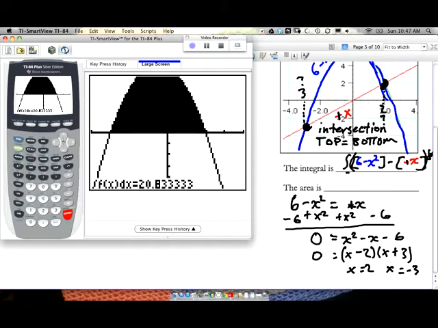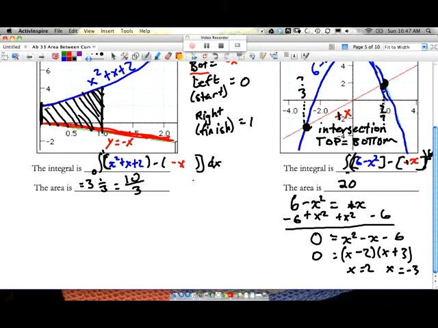20.8333333333. So what would that be in fractions? That's kind of interesting. How do I make that into a fraction? Well, there's a few different ways, but honestly, not a big deal. 20.83 with a bar.